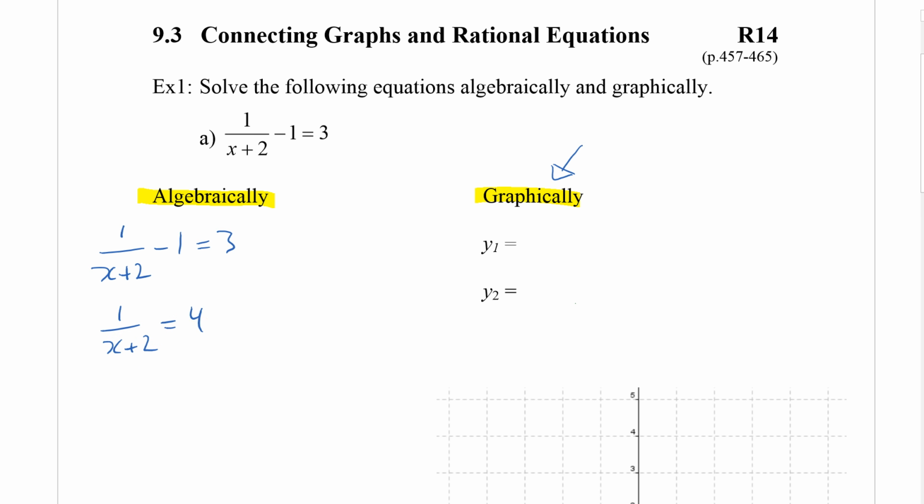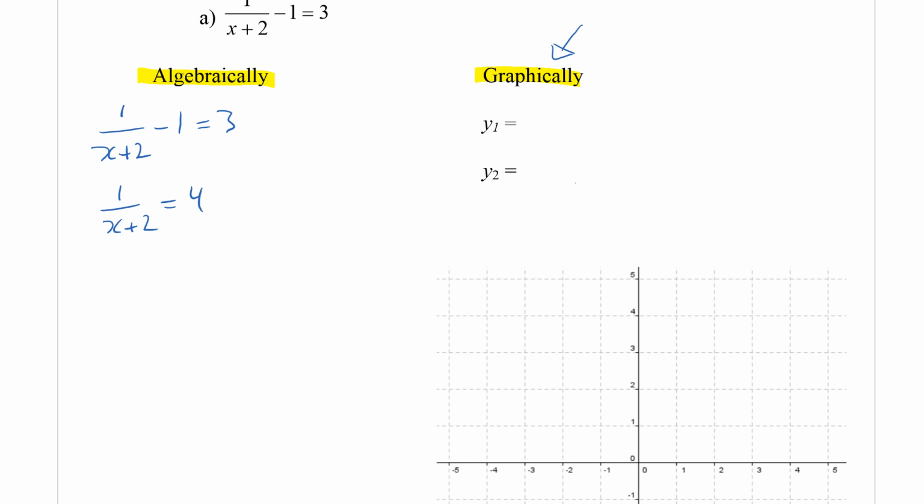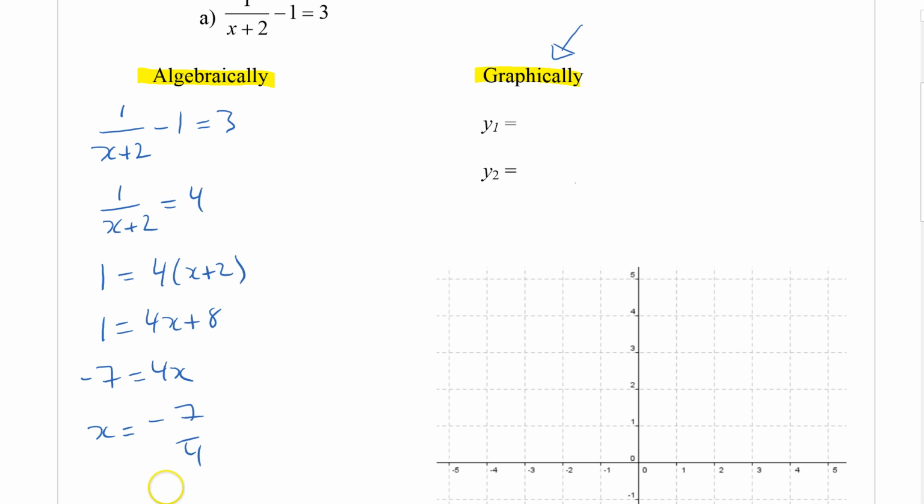Now since I have an x plus 2 in the denominator, if I multiply both sides by x plus 2, then on the left I just have a 1 remaining, and on the right-hand side I'll have 4 times x plus 2. If I multiply out that 4, I get 4x plus 8. Now if I subtract 8 from both sides, I get negative 7 is equal to 4x. Dividing by 4, I'll get x is equal to negative 7 over 4. And yes, it is that easy. So there is my algebraic solution.